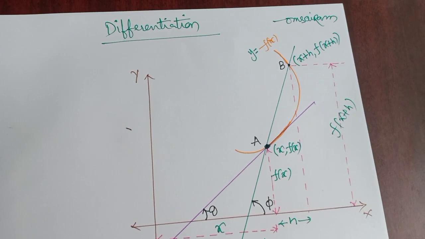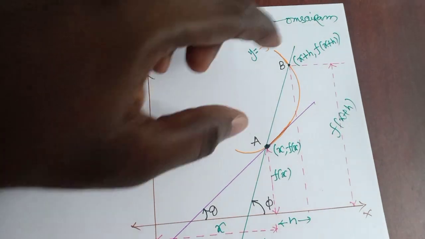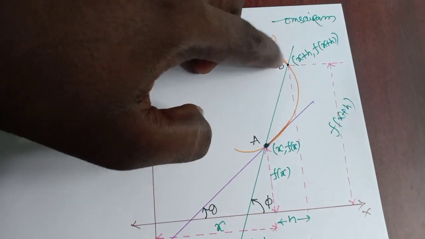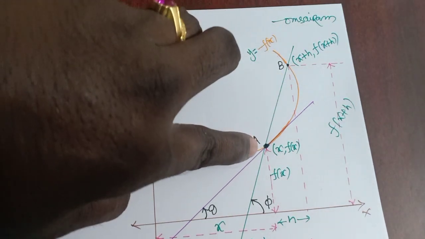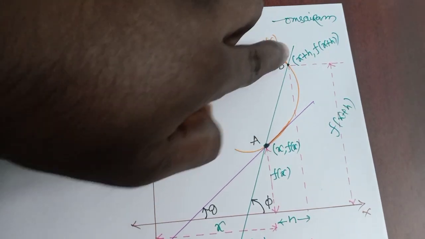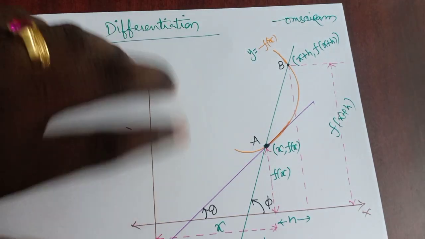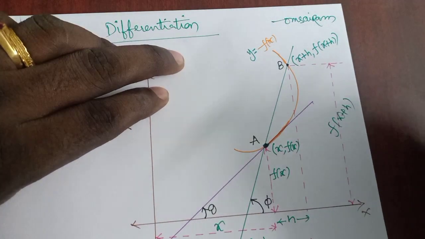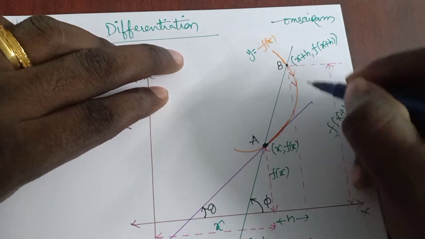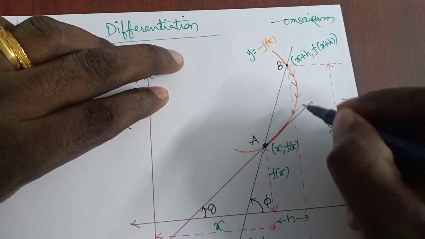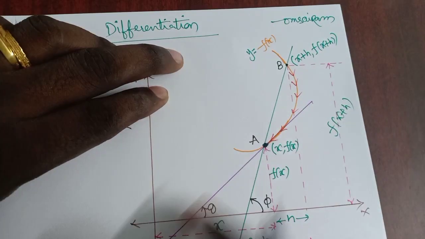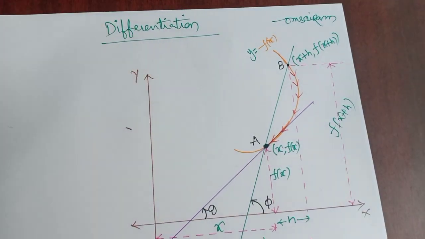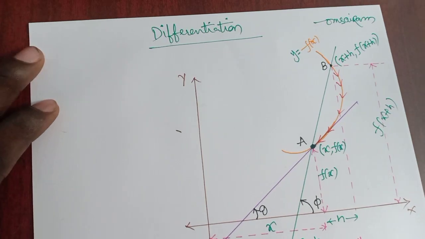See, what is the definition of a tangent? If AB is a secant, as B approaches A, as the B value approaches A, the limiting position of the secant is nothing but the tangent. As B approaches A, it is very close to A. So here B approaches A, then the limiting position of this secant is equal to the tangent. Okay, right?